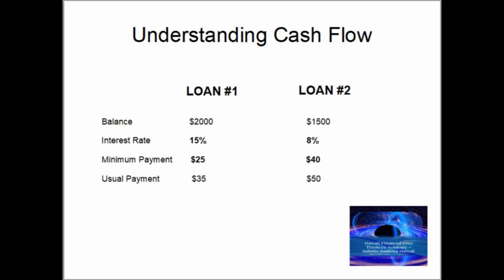First, we'll list each credit card and loan. Notate the balance for each. Write down the interest rate for each. Now write down the minimum payment required for each. Not the amount we usually pay, but the minimum required monthly payment.